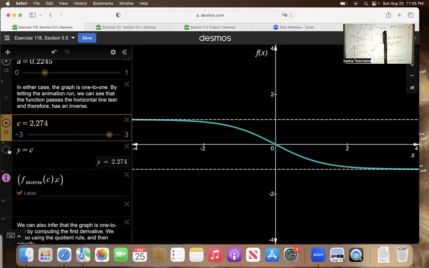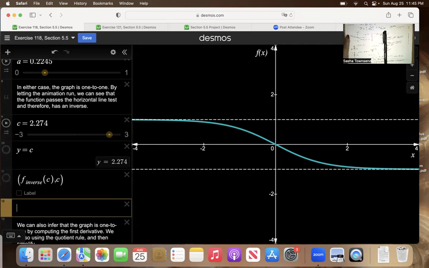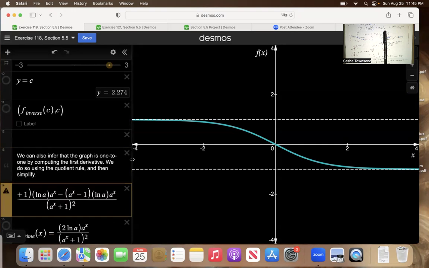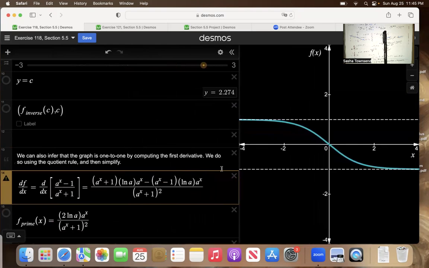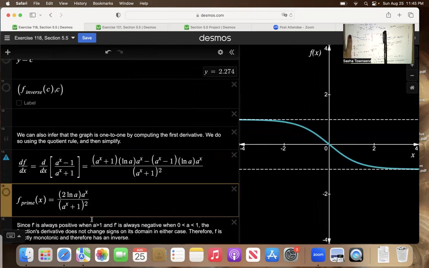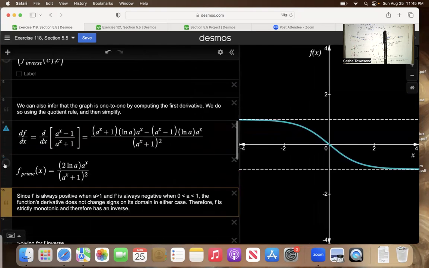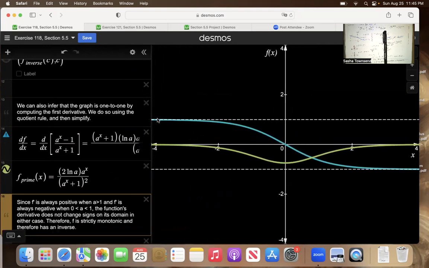Okay. So that was our horizontal line test. We said we can also show that f is 1 to 1 by computing the derivative. We used the quotient rule, we simplified. And we said f prime actually looks like this. Now this is a graph of f of x and its derivative when a is a proper fraction.